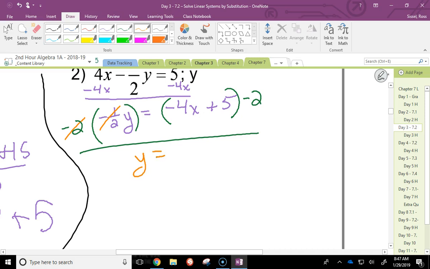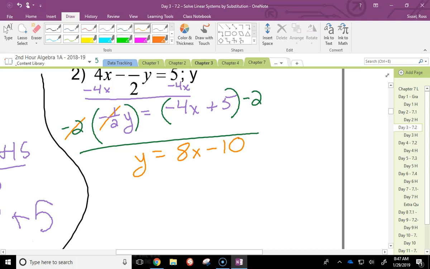Negative 2 times negative 4x is going to give me 8x. Negative 2 times 5 is negative 10. So we would have y equals 8x minus 10. Your method was working. You were just going to move the 8x over. It would have been 5.